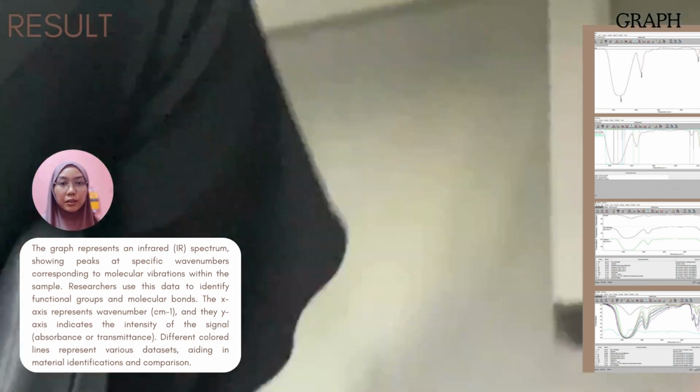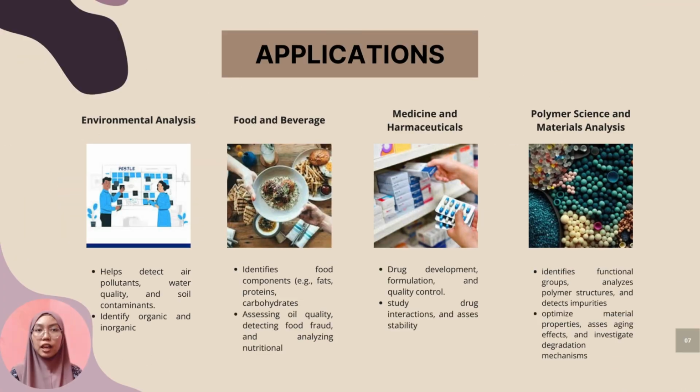So for application, FTIR spectroscopy is a versatile technique used across various fields. It aids in environmental analysis by detecting pollutants and assessing water and soil quality. In the food industry, FTIR ensures safety, analyzes nutrients and authenticates beverages.